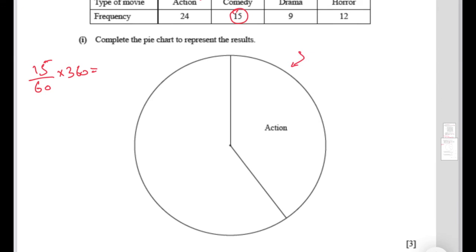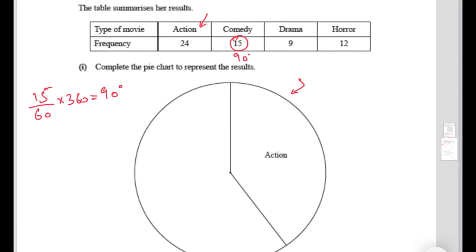Okay, so 15 over 60 times 360 gives us 90 degrees. So this is 90 degrees. Let's also find out what this is, just for fun. 24 over 60 times 360. So this angle is 144 degrees. Even though they've already drawn this, right here is 144 degrees.